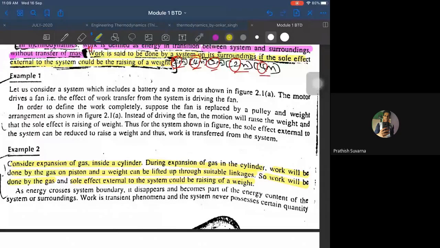As energy crosses the system boundary, it disappears and becomes part of the energy content of the system or surroundings. Work is a transient phenomenon and the system never possesses a certain quantity.